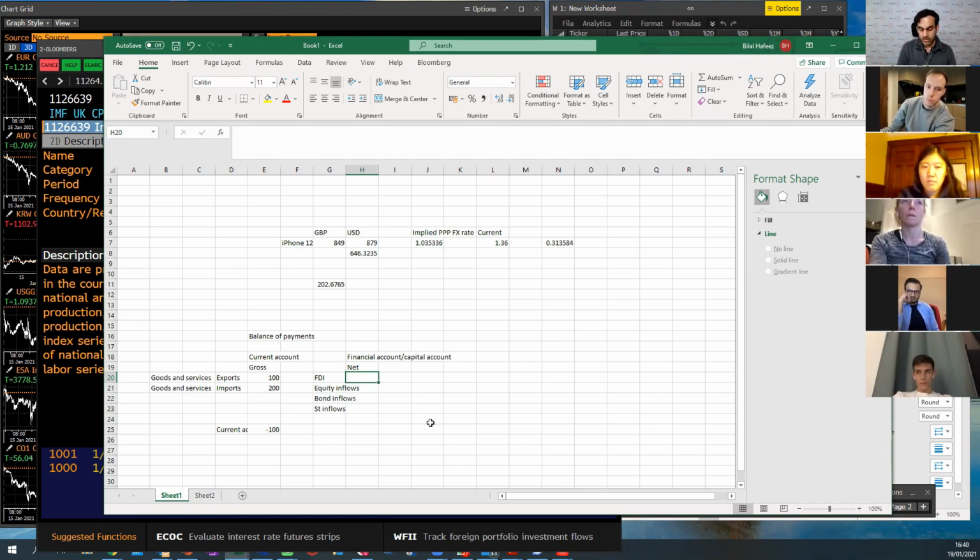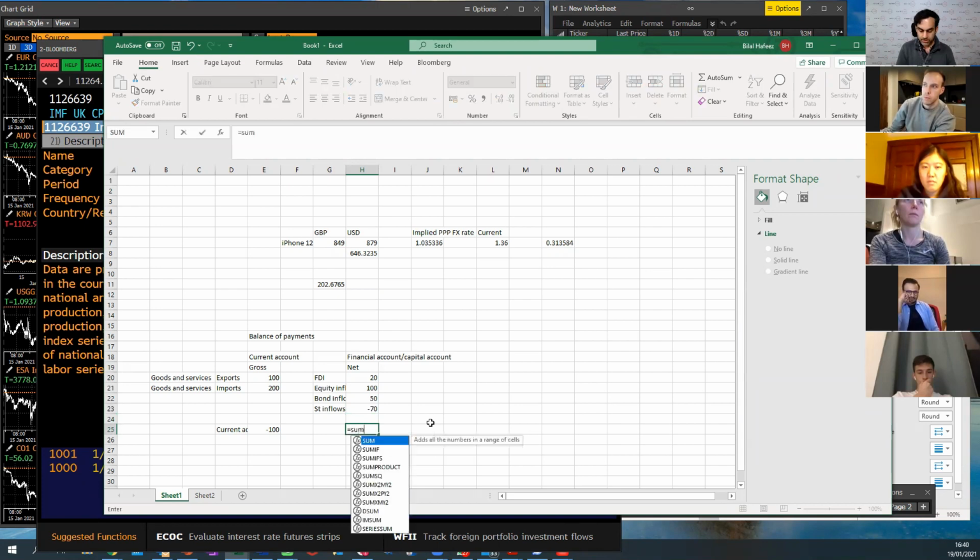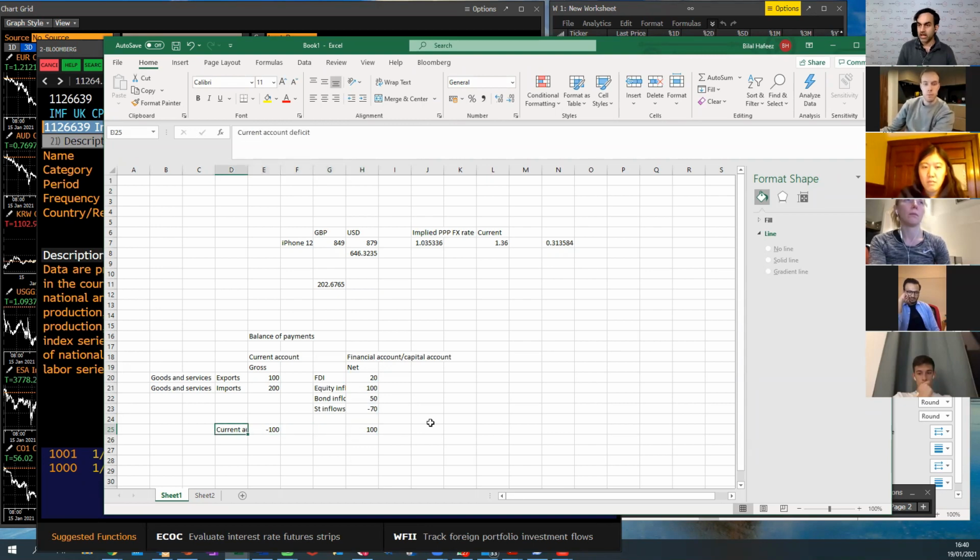So what I could say is, there could be 20 units there, there could be 100 there, there might be 50 there, and there might be minus 70 there. And then you have the sum of 100, which means it's balanced now. So that means that whenever a country has a current account deficit, it will always, through people's money moving in order to pay for the imports and exports, lead to an offsetting financial account.